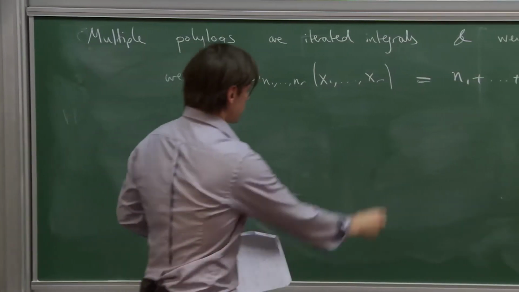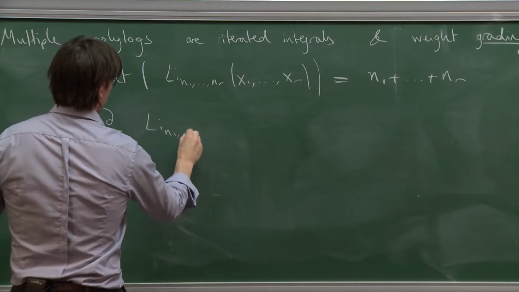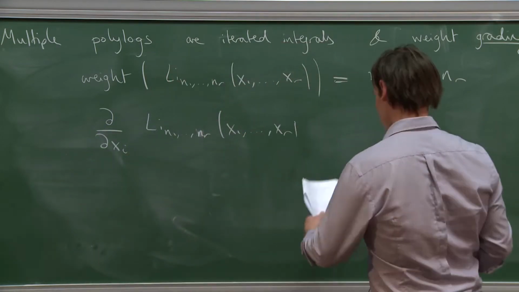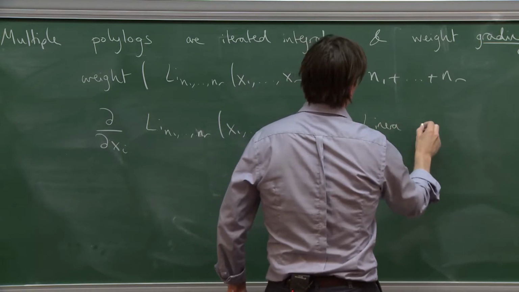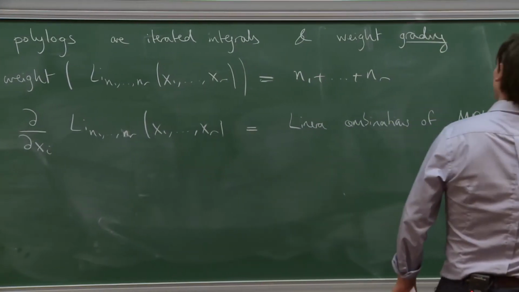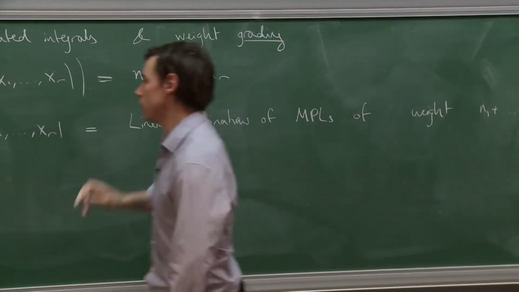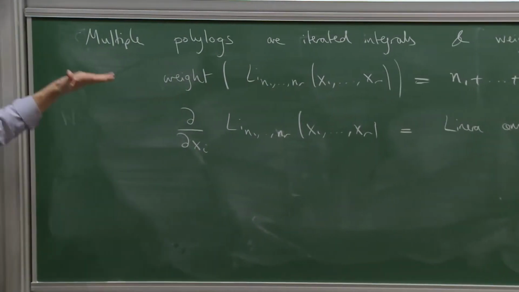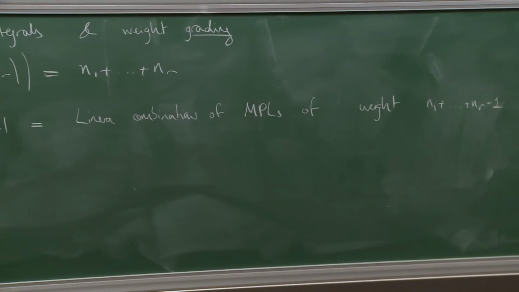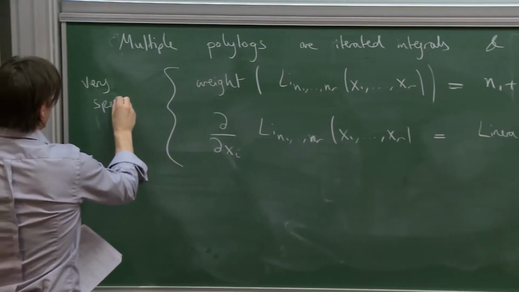A property of this weight is that if you differentiate the multiple polylogarithm of a certain weight, and there's an explicit formula for this, I'm just not going to write it out, then you can write this as a linear combination of multiple polylogarithms of strictly lower weight. In fact, weight 1 less. So there's some recursive structure in these functions, and if you keep differentiating in a certain way, you get to weight 0. And that reflects the fact that they are iterated integrals. But I really want to emphasize, because in the physics literature it is often said that this holds in general, it's not true. This is a very special property of this particular class of functions.